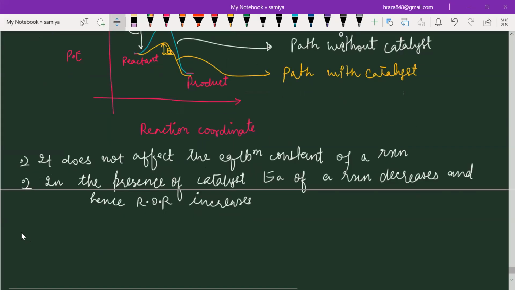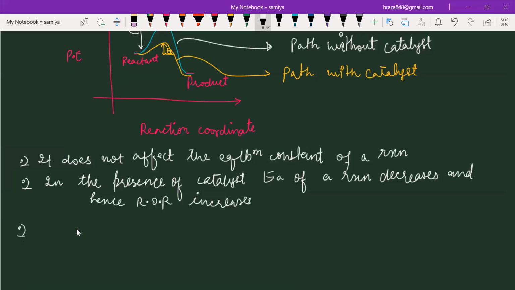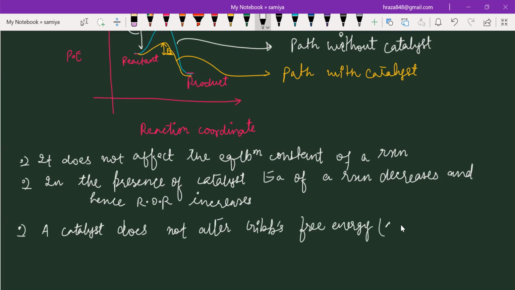Next, we can write a catalyst does not alter or have any effect on Gibbs free energy. Please do write.